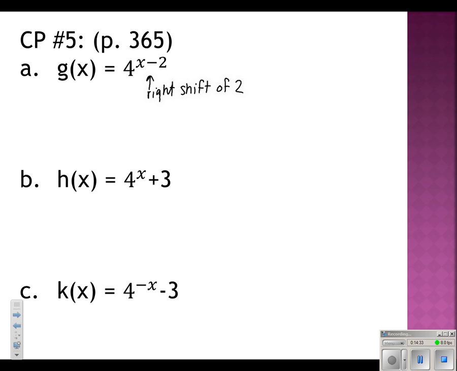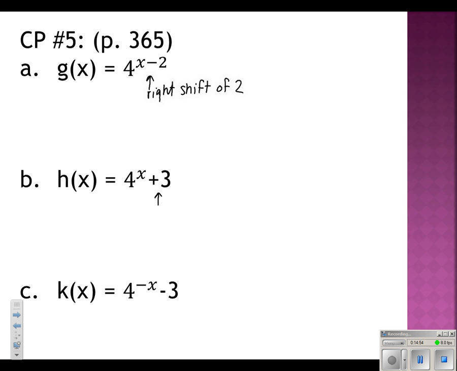That will again do the same thing to these exponential graphs. So again, that's going to indicate a right shift of 2. Letter B has 4 to the x power and then adds a 3 at the end of the function. Okay, what did that tail add or subtract end up doing for a shift?